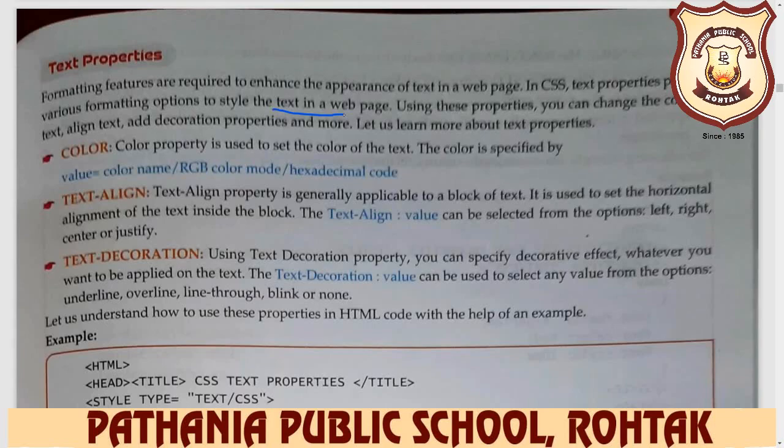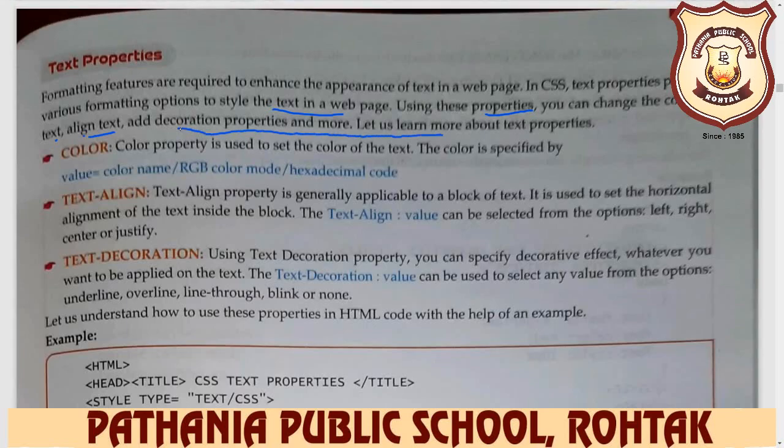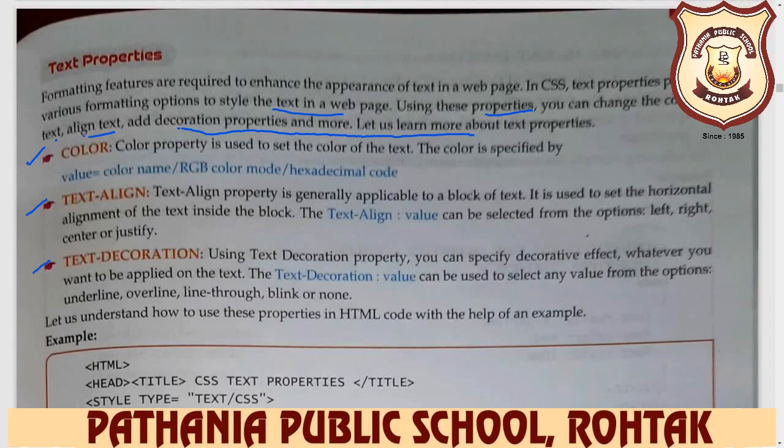If you want to change the color of the text, the alignment of the text, or add decoration like underline, then you use the text property. Using these properties, you can change the color, text align, add decoration properties and more. Let us learn more text properties. First is your color, second is your text align, and third is your text decoration. The color property is used to set the color of the text, to change the color of the text.